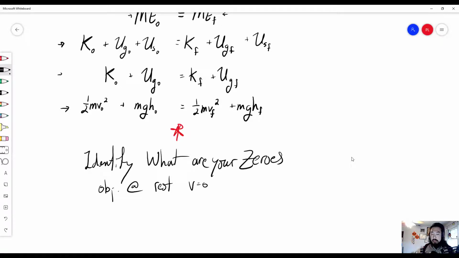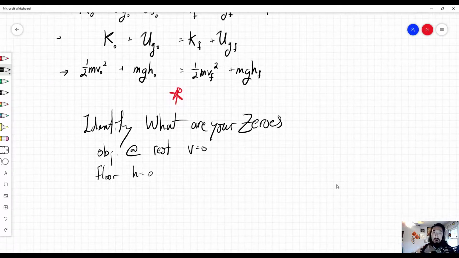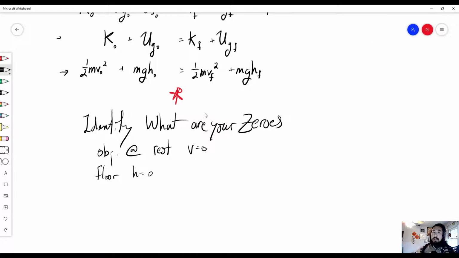But this one's a key one. Anytime it talks about the floor, that means your height is 0. And once again, did we start off at a height of 0 or did we end up at a height of 0? It's up to you to decipher. And I think that's it. We will always have masses within the equation because we're talking about an object, but these two right here will definitely help you identify what we can cancel out.